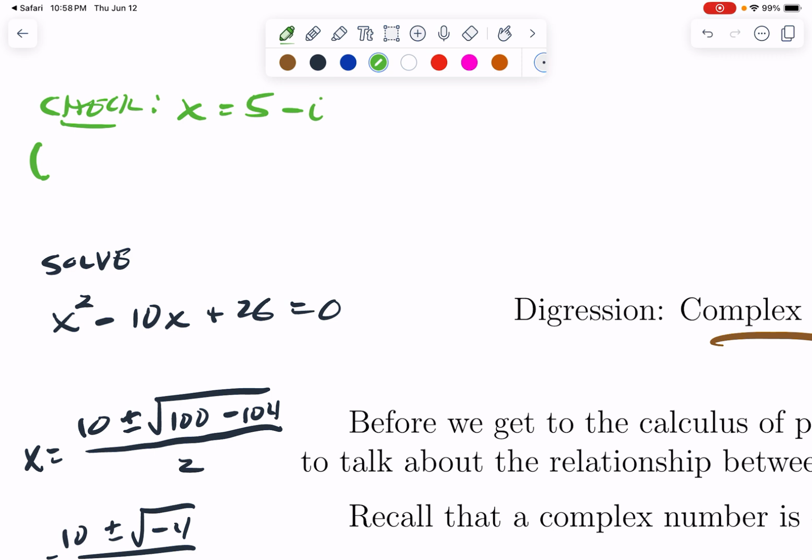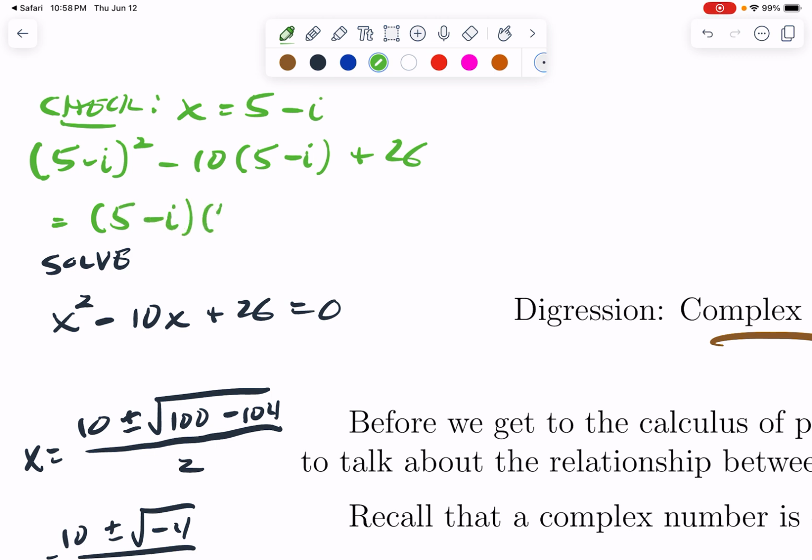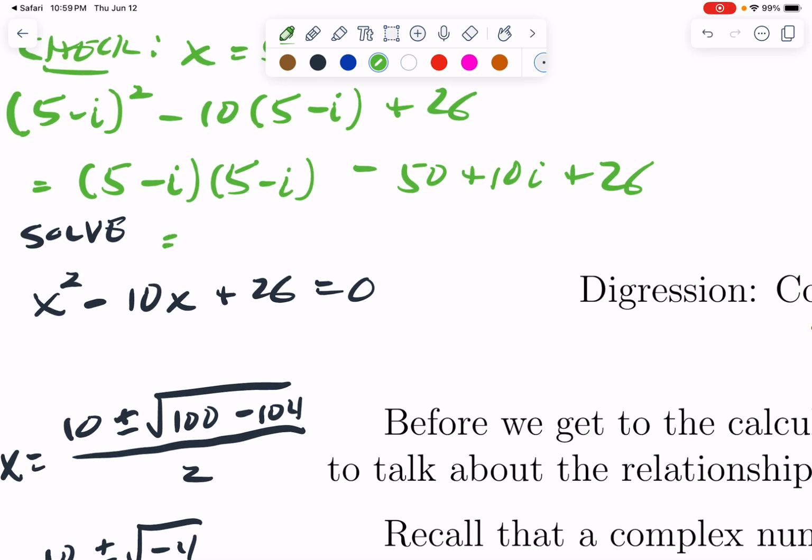Well, let's see what happens when we take x squared minus 10 times x plus 26. So squaring means multiplying it by itself. I'll distribute that -10. This is getting a little busy because I didn't create a space for it, but I just want you to see this because I think this gets lost, that we really are genuinely solving the equation as opposed to getting some nonsense answer and putting it in a box. This part here I can FOIL. 25 minus 10i plus i squared.